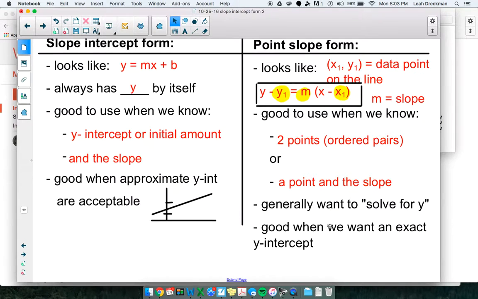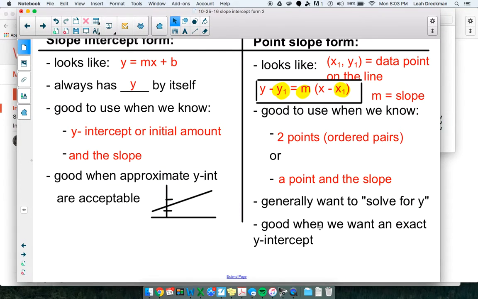Generally, we want to get y by itself, and again, it's good to use when we want an exact y value. All right, I'll end this video, and then if you have any questions, you can ask me before we move on to a couple examples.